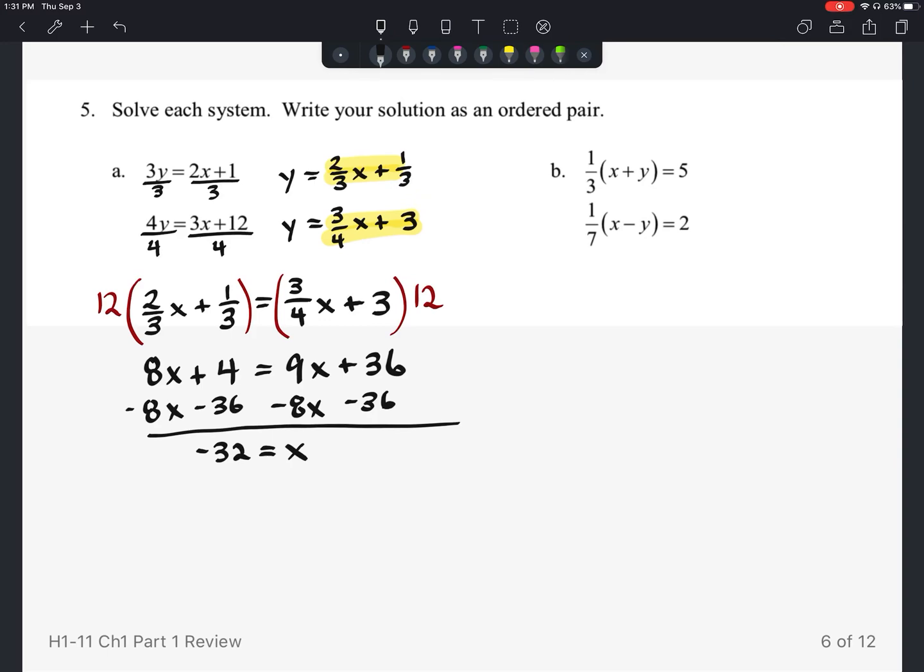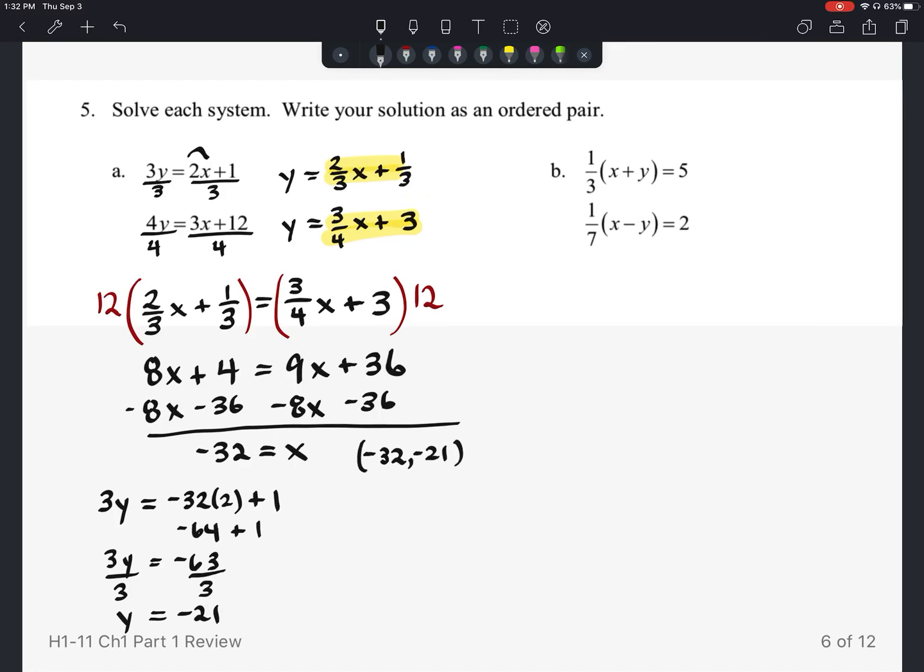All right, and that means we still need to find our y value. Now we could take this and plug that negative 32 back into whatever part we want. I'll plug it into the first one. I have 3y is equal to negative 32 times 2 plus 1. I flip-flopped those from the problem up here just so you understand what's going on. That's negative 64 plus 1 is negative 63. And we have 3y here, so that means that our y value ends up being negative 21. We're looking at the answer negative 32, comma, negative 21.